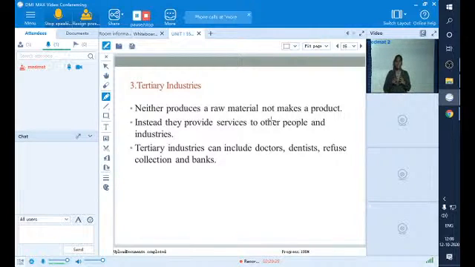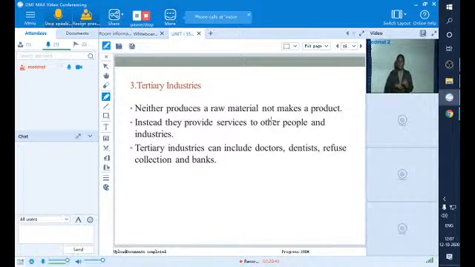Neither produces a raw material nor makes a product. Instead, they will provide services to other people and industries. The third point, tertiary industries can include what?